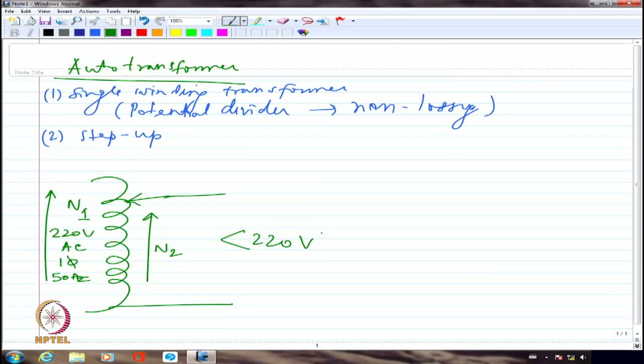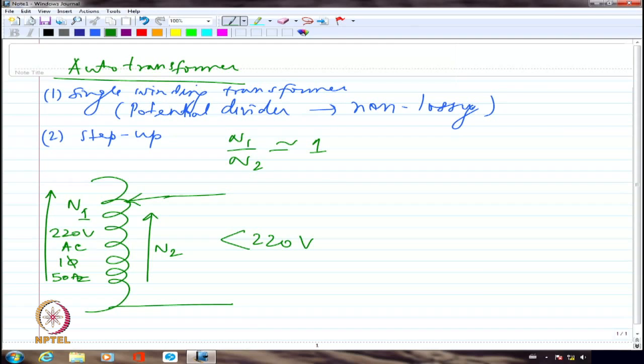So I would be able to adjust the output voltage anywhere close to 220 volts. This is one of the major applications of auto transformer. It works like a potential divider. Most of the times, if I try to look at N1 by N2, it will be close to unity, but rather than using two winding transformers which are having a turns ratio 1:1, I am trying to use only one single transformer. The major advantage is the amount of copper used is minimized drastically.